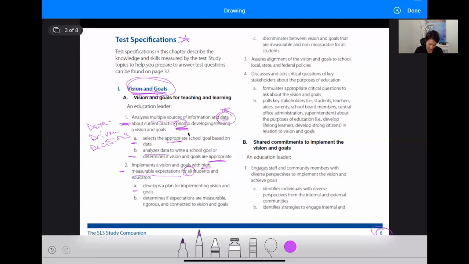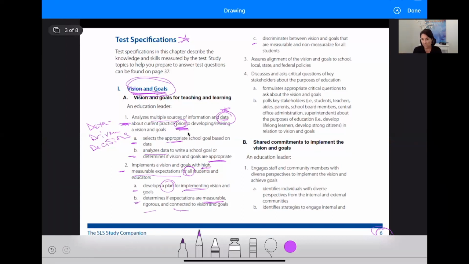Now, if we look at A and B, and we also have a C here, develops a plan for implementing. So now we're beyond looking at the data. Now we're implementing the plan. So we're developing a plan for implementation. Plan is very important. Determines if expectations are, this is important, measurable, rigorous, and connected or aligned, okay?